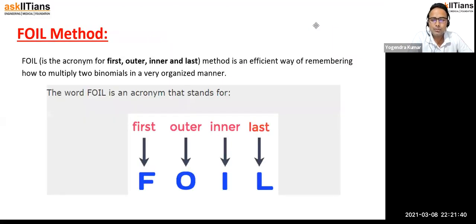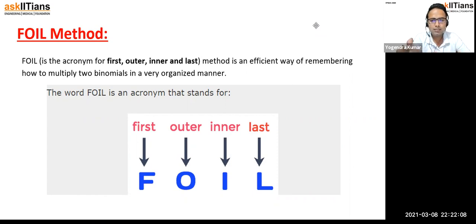So what is FOIL actually? FOIL is the acronym for first, outer, inner, and last. These four words are there. From the word first, we have taken F as the first letter, from outer we have taken O, from inner we have taken I, and from last we have taken L. Now, how do we apply this in algebraic expressions? How do we use this method?